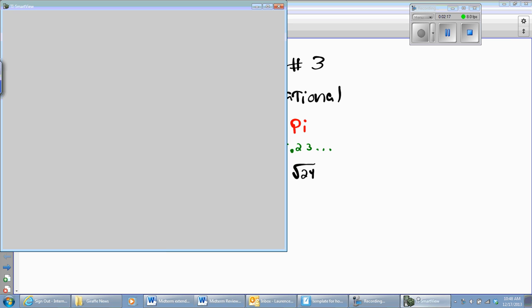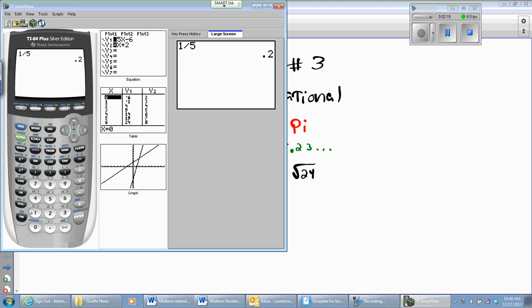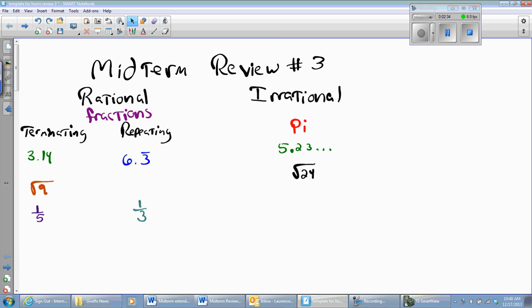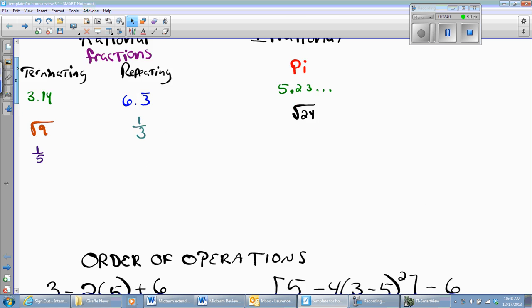Now, let's check 1/3. Some of you already know 1/3, but if you don't, check it on your calculator. Do your best on the test. You guys deserve it. All right, looks like it's a 0.3 repeating, doesn't it? So that would be a repeating rational number. There you go. Okay, very good. Let's move on to something else now.